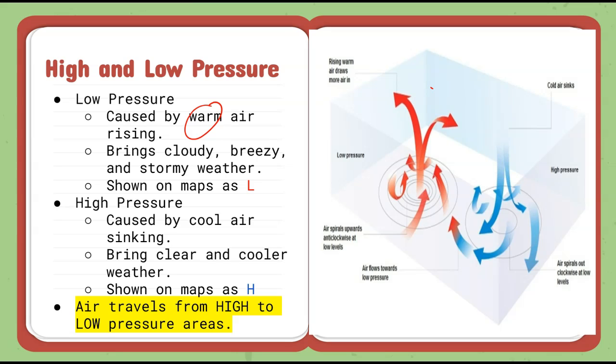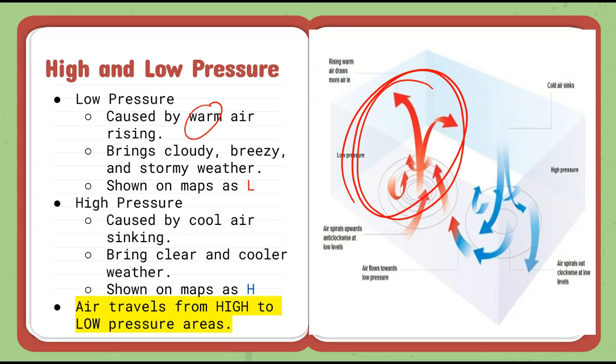And you can see over here on the right-hand side, the image on the left shows warm air rising, creating a low pressure system. Low pressure systems bring cloudy, breezy, and stormy weather. They are represented on weather maps as a red capital L.